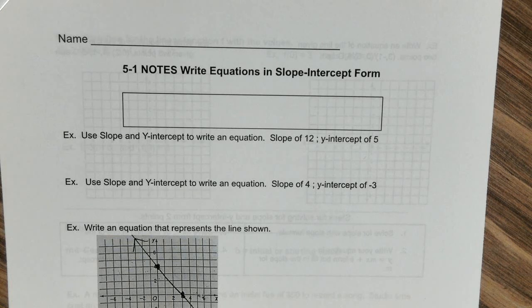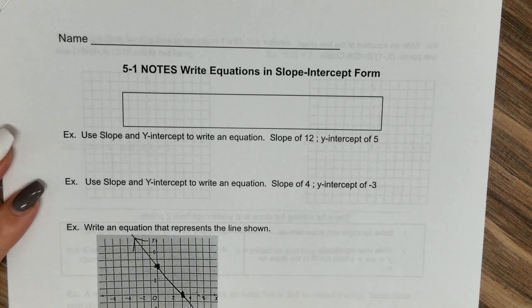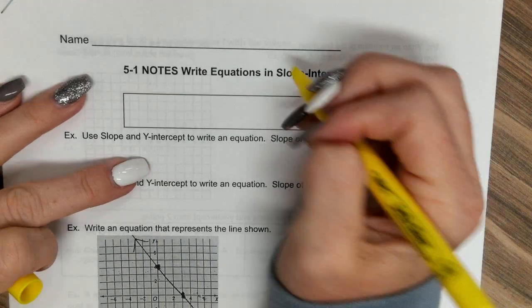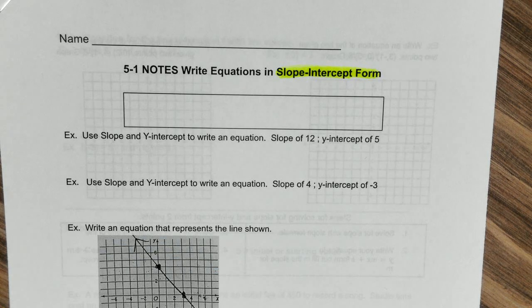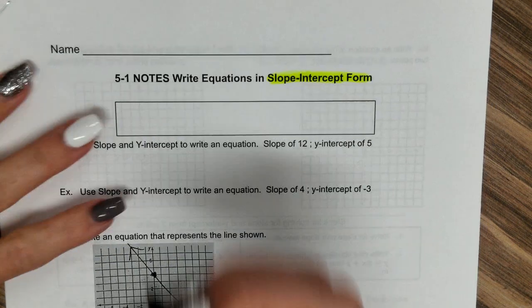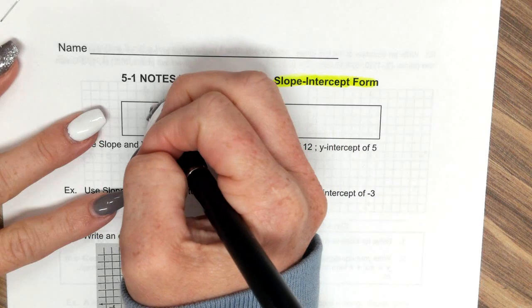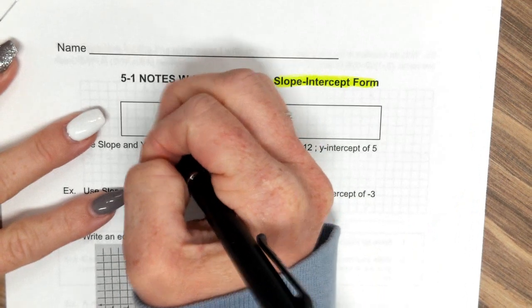So let's get started. Today we're going to be writing equations, but we're focusing on slope-intercept form. And y'all did this in IXL yesterday as well. So who can tell me what is slope-intercept form? Y equals mx plus b. So I want you to write that right here. Kind of go towards the top.